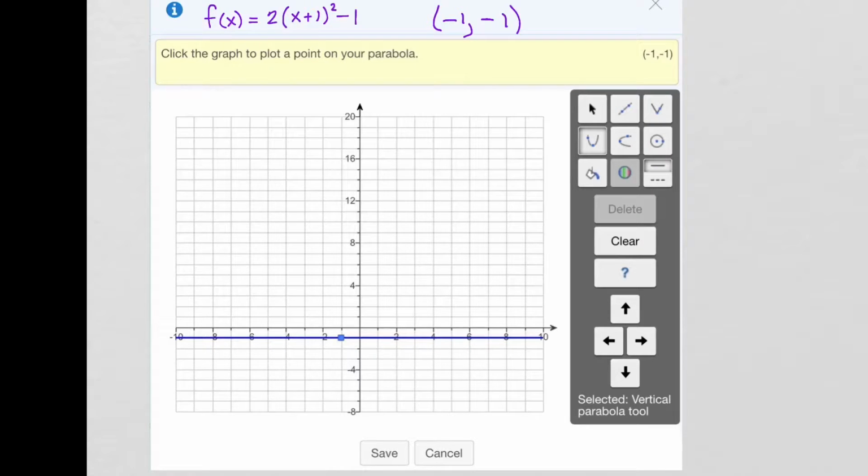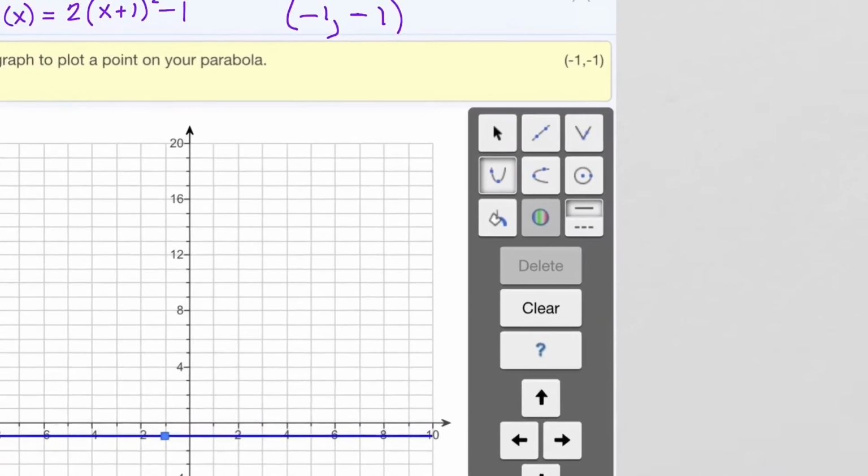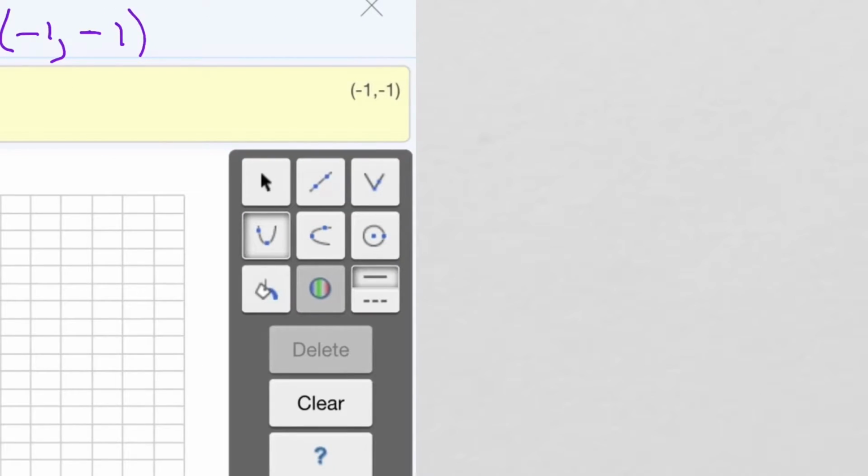So we have 2 times x plus 1 quantity squared. So what I do to find the x value of my vertex is I take this x plus 1, I'm going to take that off to the side, and set x plus 1 equals 0. And subtract 1 from both sides, and I get x equals -1. So that is the x value of the vertex.